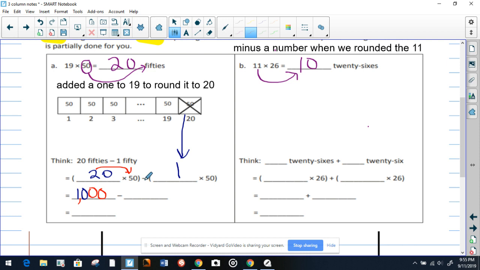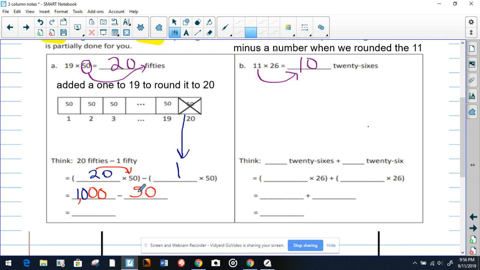So here's a minus sign. We have to subtract this because remember, we borrow 1 to round it to 20. So what is 1 times 50? That will be 50, my friends. Now notice the beauty of rounding. This makes it easy when you're multiplying.